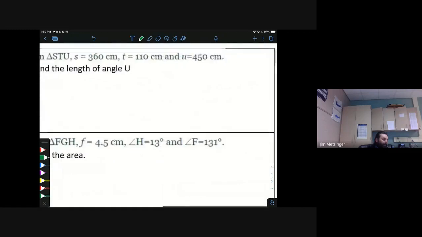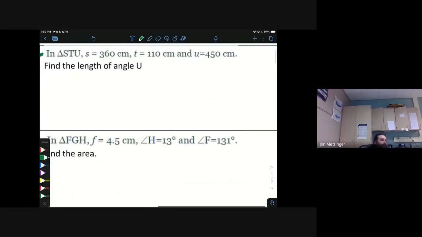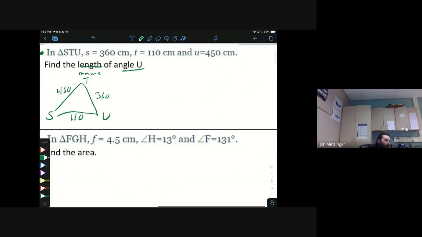Let's try it again. Let's do this one. Triangle STU. Find the measure of angle U. So draw my triangle. STU. S is 360, T is 110, U is 450. We want to find the measure of angle U, right here.